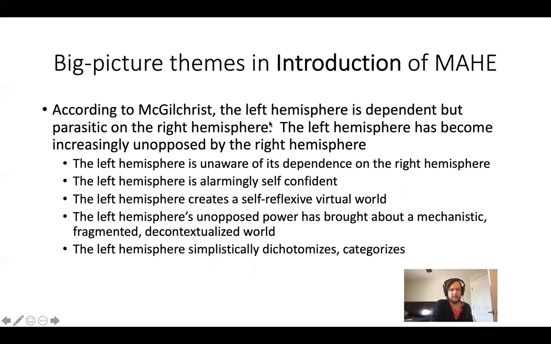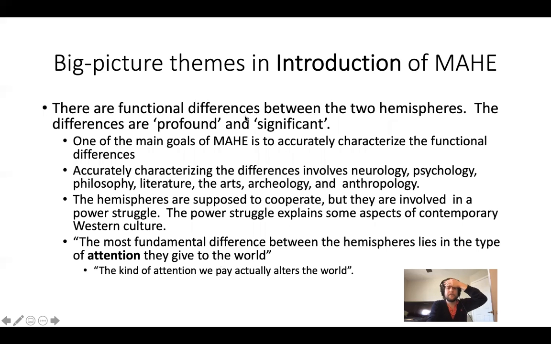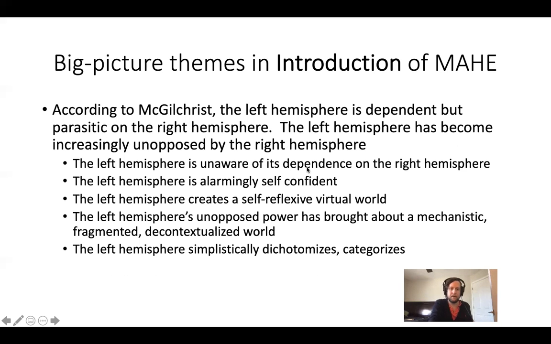So here are some more examples of bigger picture themes from The Master and His Emissary. He talks about, and this is related to the previous one, that the hemispheres are in a power struggle. They're supposed to cooperate, but they're in a power struggle. And he definitely views the left hemisphere, he's kind of scared of it. He likes the right hemisphere a lot. He's kind of sketched out by the left hemisphere. And the left hemisphere is dependent but parasitic on the right hemisphere. That's a pretty close quote from this introduction chapter. The left hemisphere needs the right hemisphere, but it's a parasite on the right hemisphere.